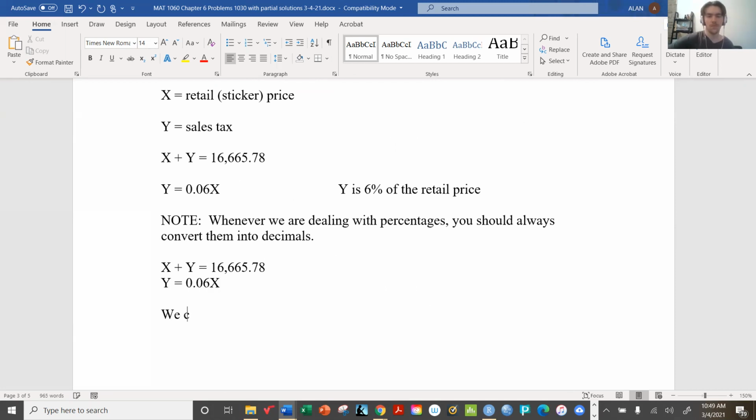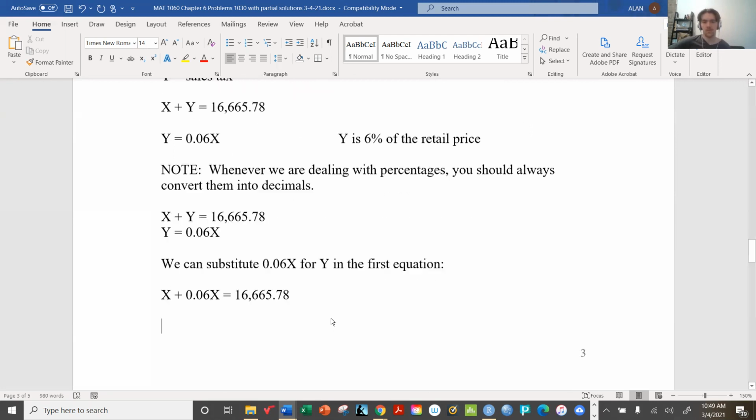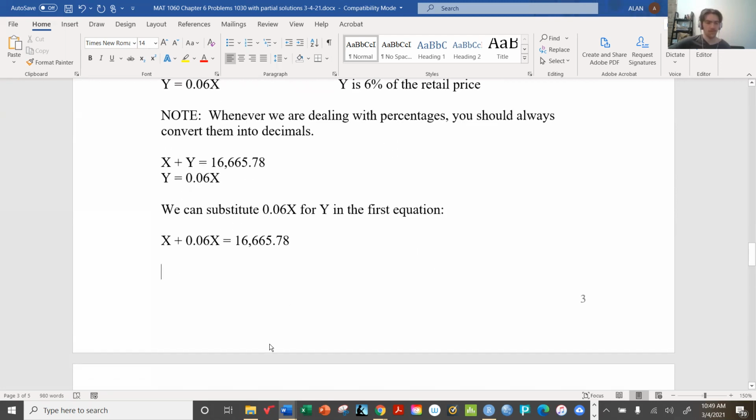So we can substitute 0.06x for y in the first equation. So instead of having x plus y, you'll have x plus 0.06x equals 16,665.78. Now I can consolidate these together into a single term because this is actually 1x. So I can write this as x times 1.06.